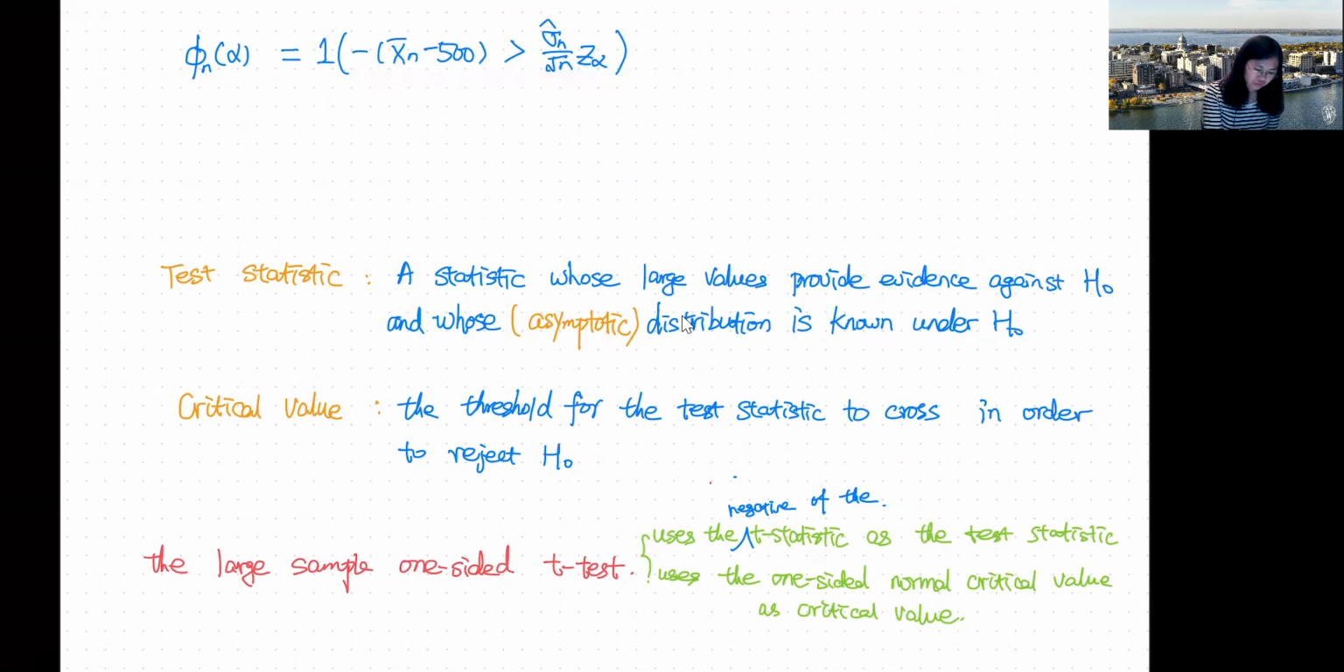It is useful, however, to write this rejection rule in the following form, which is equivalent, but it's useful to write in this different form.